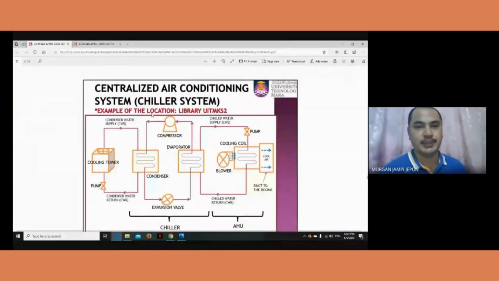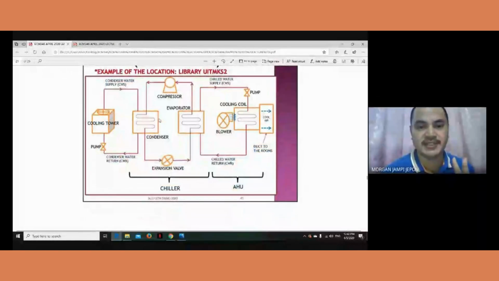All right, this is a centralized air conditioning system, which is called a chiller system. An example of that is the one that we use in our library, UiTM Campus 2. Okay, so remember, the basic components of air conditioning are used in the chiller. There are four: compressor, condenser, expansion valve, and evaporator. So in this case, all these components are called the chiller. So remember, the chiller consists of these four basic components.